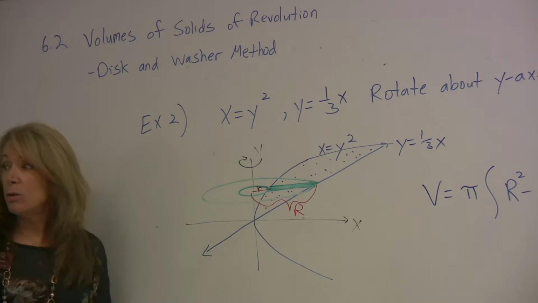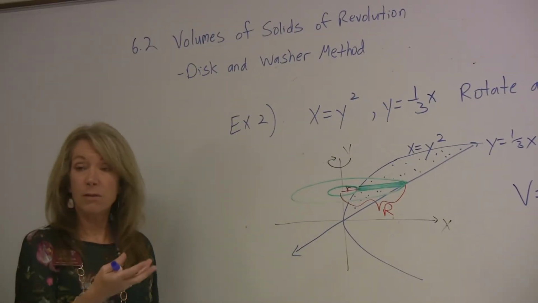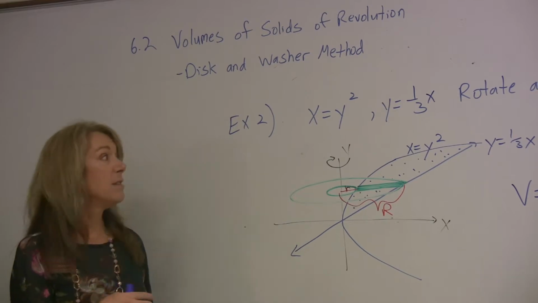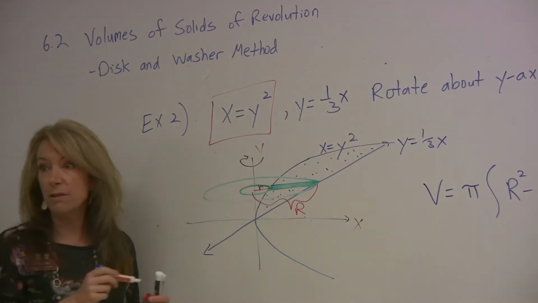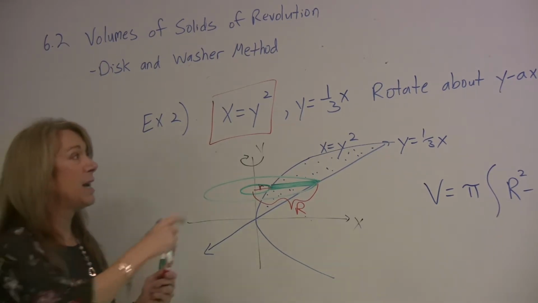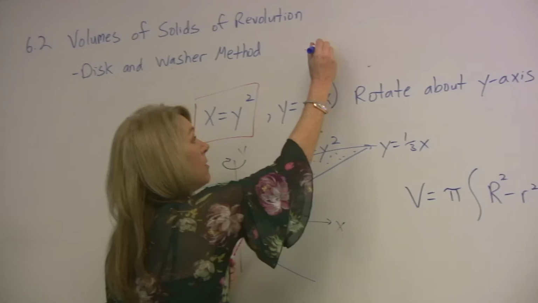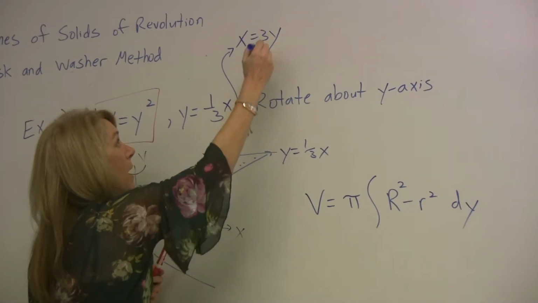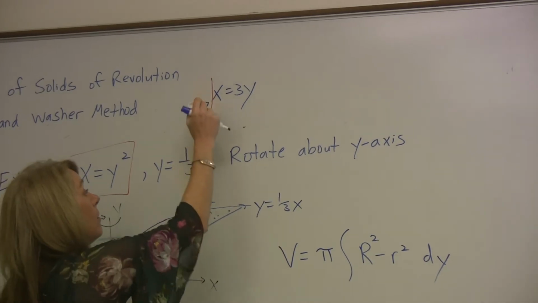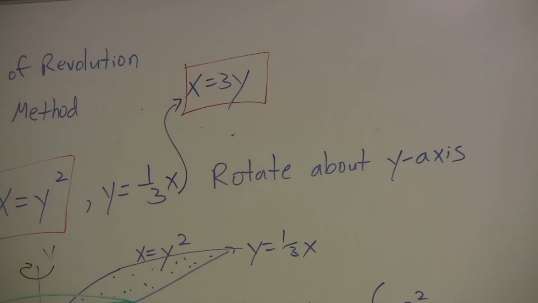Change them so they're in terms of y. So that means I have to solve for x in each case. Instead of y as a function of x, we have x as a function of y. This one's already good. This is already x equals a function. But this one I need to solve for x. So I'm going to come up right here, solve for x, multiply both sides by 3. You get x equals 3y.